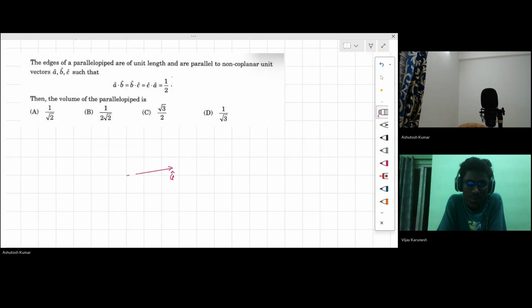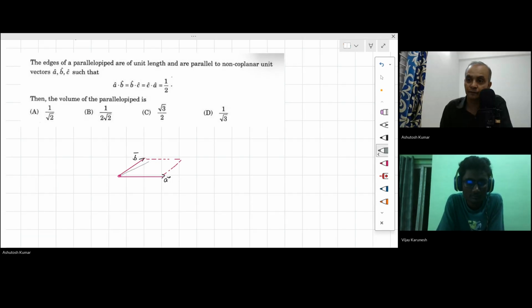Let's try to draw in a more 3D form. So I'll try, but I don't know whether I will be successful or not. But let's see. These two vectors are here in this plane. These just represent the plane. And let's say this is the A vector. This is our B vector. And the other vector C, which is inclined to both, is like this, in a different plane.